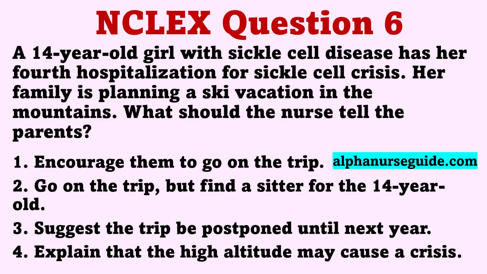The correct answer is 4. High altitude causes deoxygenation, which might precipitate a crisis. In clients with sickle cell anemia, cells sickle when the client experiences any situation where increased demand for oxygen is needed, such as an infection or dehydration, or when low oxygen concentration is experienced, such as in high altitudes or deep-sea diving. Crises can commonly be prevented by maintaining hydration.